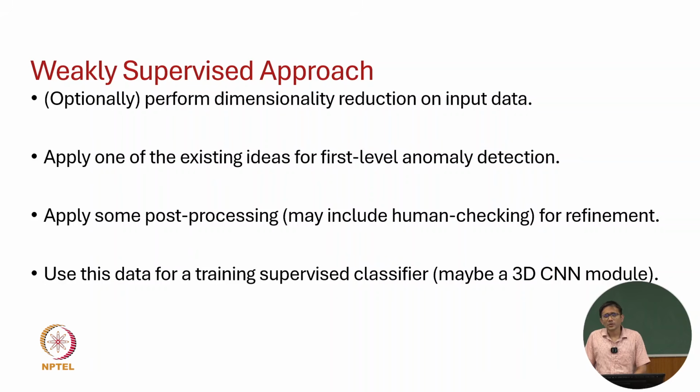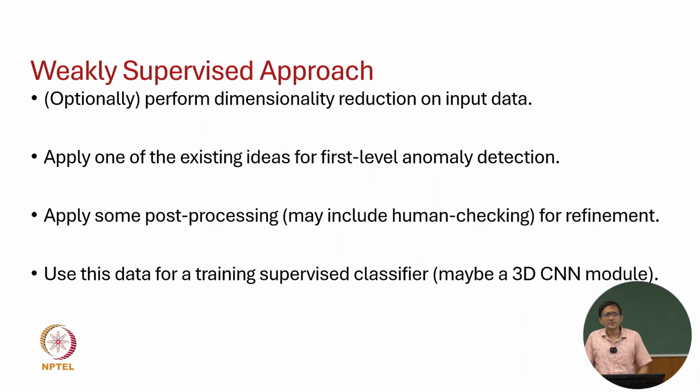One can potentially start with performing dimensionality reduction on the input data. So this is more of an optional step. Let's say you applied it. Now, what one could do is apply one of the existing ideas for first level anomaly detection. So let's say we are talking about a large area in consideration. So for this large area, we apply one of these existing ideas for first level anomaly detection.